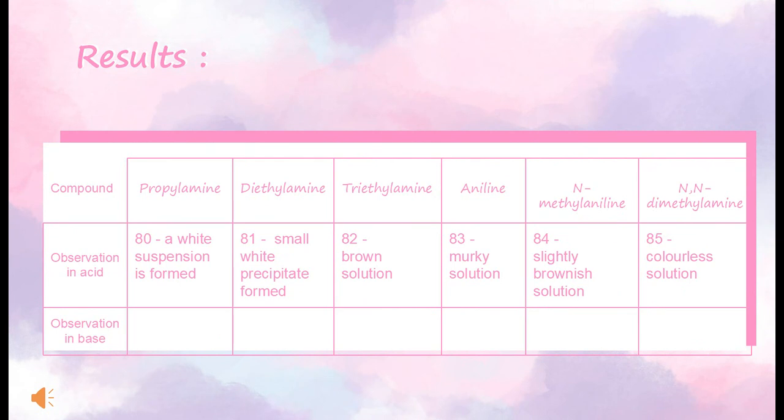So next, let us see the results of this test. But first of all, we can't record the observation in base because we didn't have the videos for the observation. So we just recorded the observation in acid. For the first compound, which is propylamine, I put clip number 80, and in that clip it shows that a white suspension is formed. Okay, and then the second one is diethylamine.